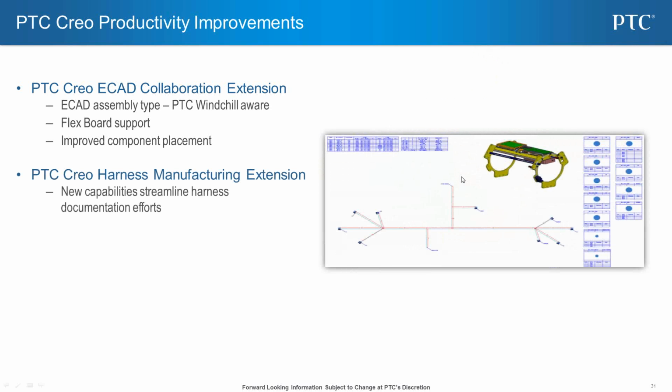We're also introducing a new harness manufacturing extension. This is really a one-button operation to take a harness and flatten it and create all your 2D documentation associated with it. So it'll create your wiring harness, it will create all your bill of materials for your wiring harness in a one-button operation.